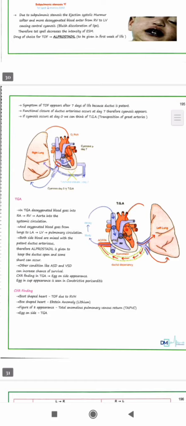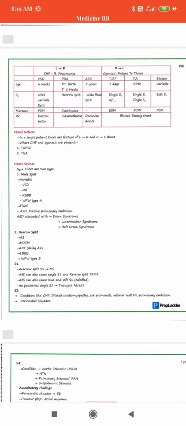Now the chest X-ray findings are boot-shaped heart, which is seen in tetralogy of Fallot. Now the box-shaped heart, which is Ebstein anomaly, and the figure of 8 in TAPVC. Now the left-to-right and right-to-left shunts cause cardiac heart failure, plus recurrent pneumonia and cyanosis, failure to thrive. So these are the mixed effects we're going to study, TAPVC and TGA.